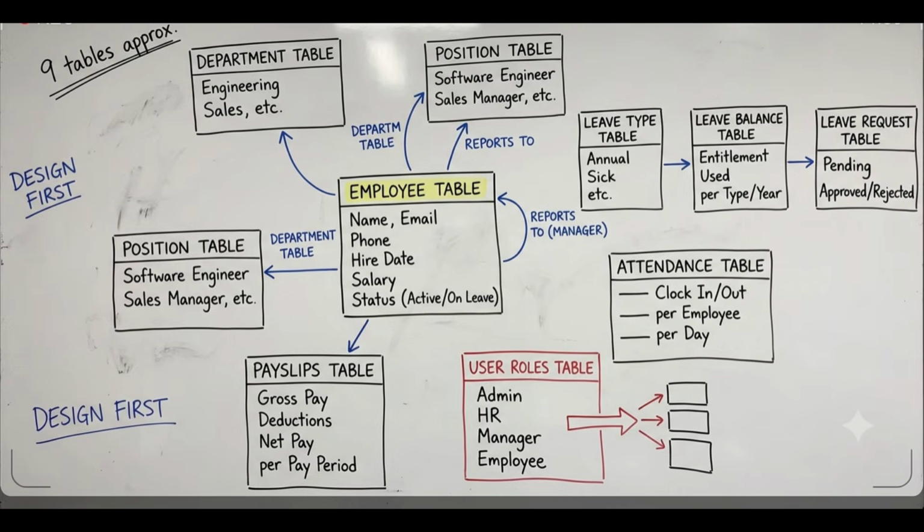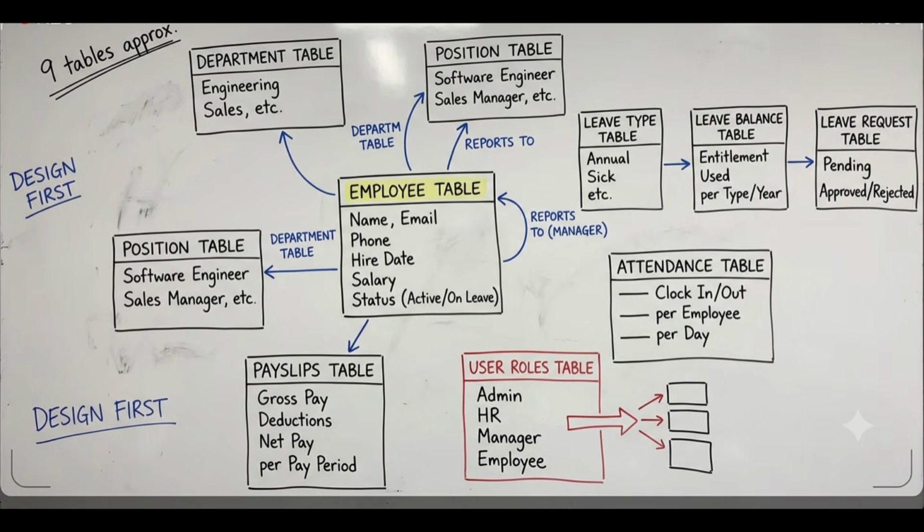Before we touch code, let us design. The single biggest skill in building any real app is looking at the messy real world and turning it into a clean set of tables that point at each other. So let us do that for HR. At the center is the employee. An employee has a name, an email, a phone number, a hire date, a salary, and a status like active or on leave. That is our main table.